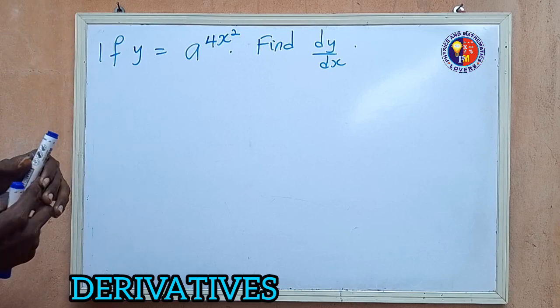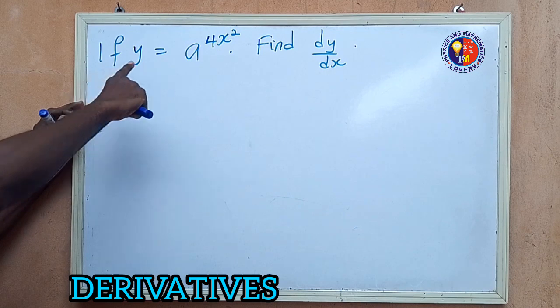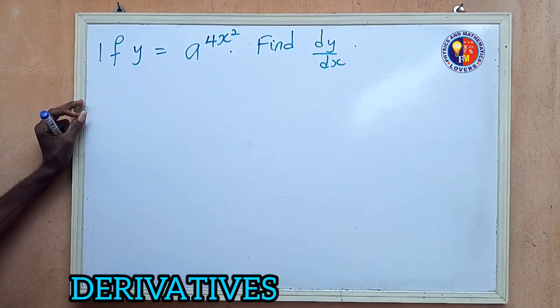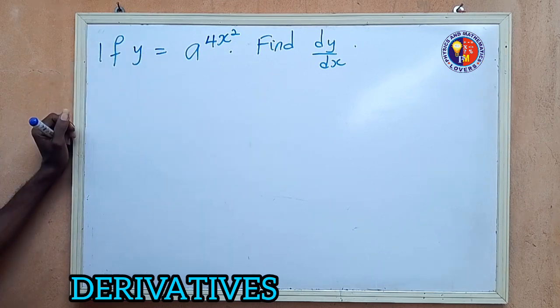Number one, you take the natural log of both sides, then you differentiate and carry out implicit differentiation. You also arrive at the answer. But for the second one, I want to use the chain rule. So let me use the chain rule to solve this now.